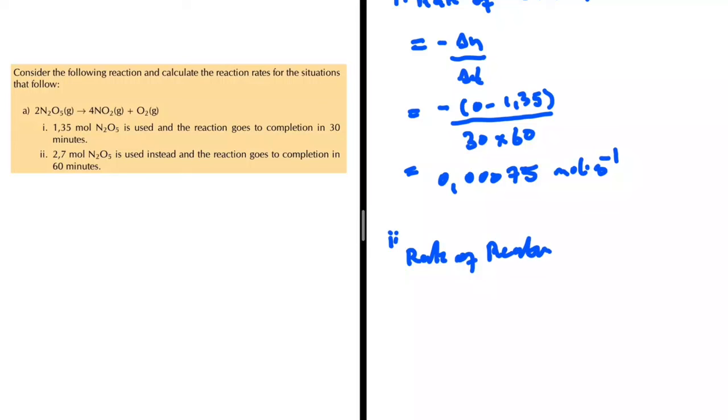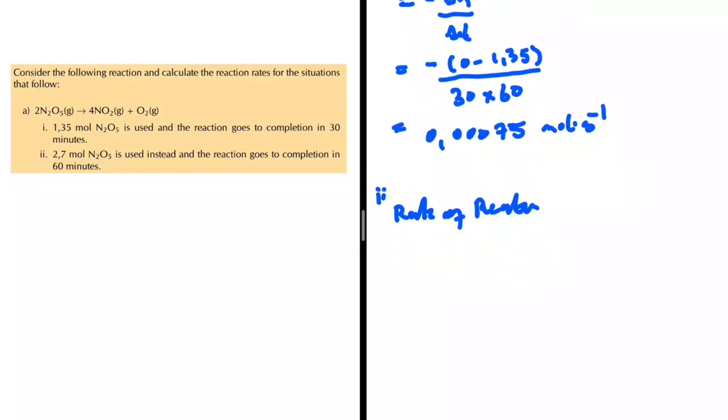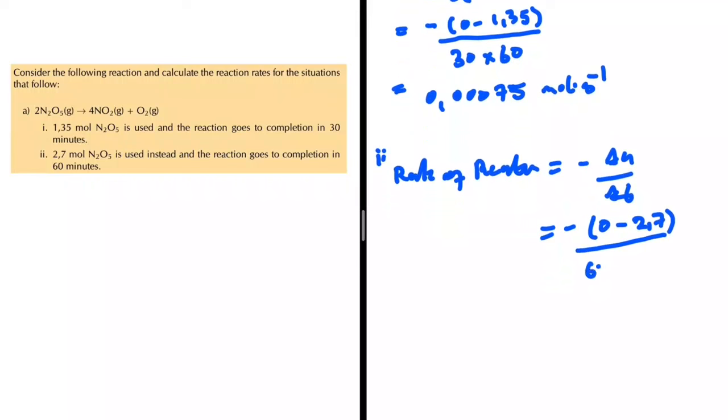So let's take a look at the information. We have 2.7 moles that are used, and they're used up in 60 minutes. Okay, so minus change in number of moles divided by change in time. This is going to be equal to minus 0 minus 2.7, right? 2.7 divided by 60 minutes. So that is 60 multiplied by 60. So substituting that in my calculator, I have 2.7 divided by 60 multiplied by 60. And then this is equal to 0.00075 moles per second.